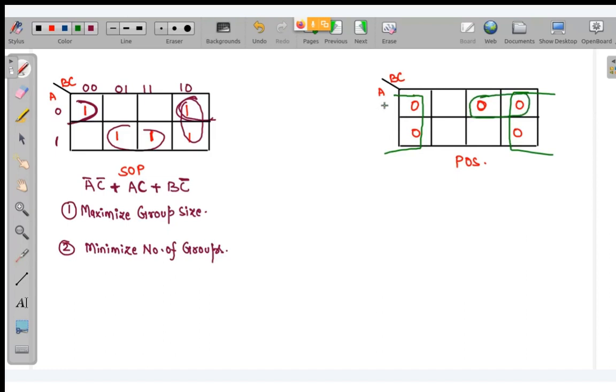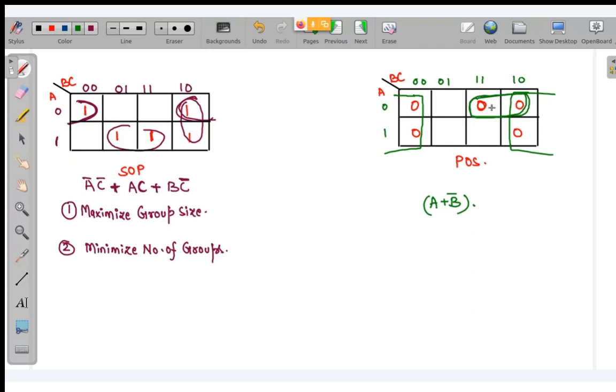So if I have to write POS expression, look very carefully in this small group of 2, what is common? So A equal to 0 is common. So this is in POS form. So 0 corresponds to non-complement. Out of B and C, B equal to 1 is common. So first sum term is over.